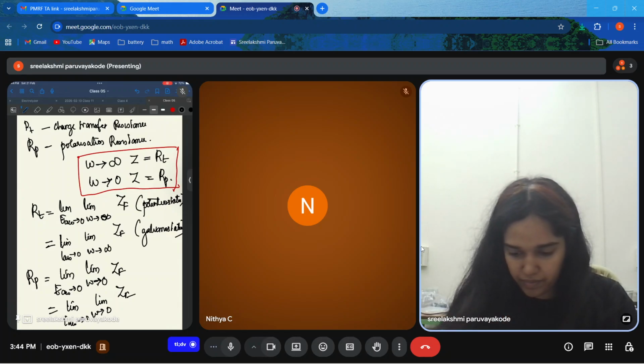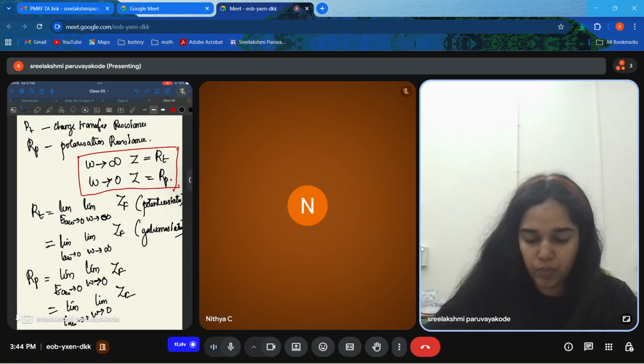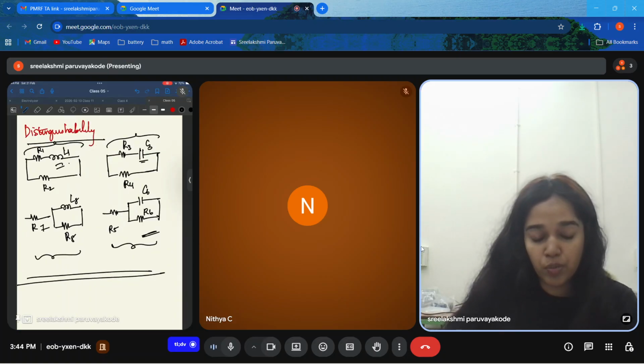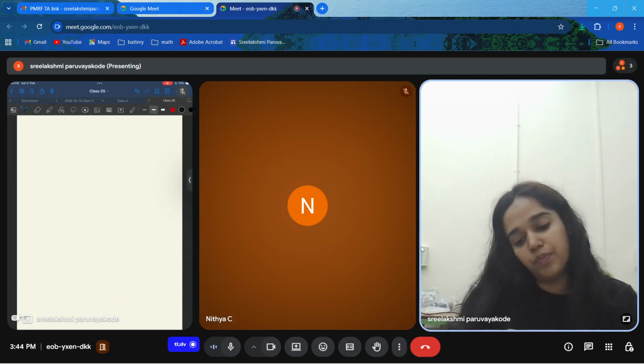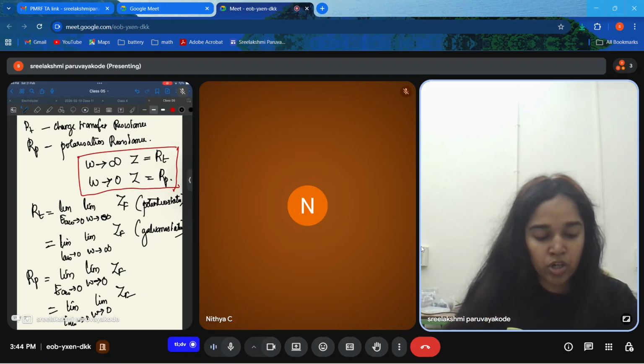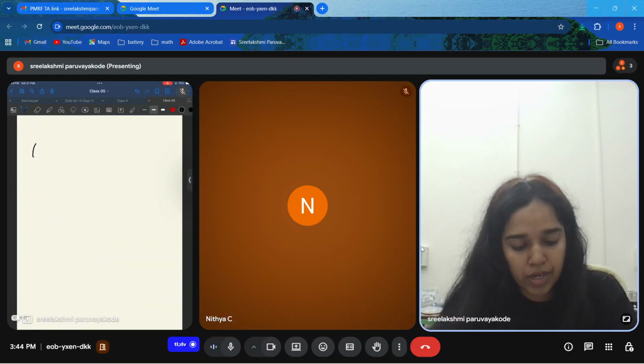Okay. Now, as I mentioned, distinguishability I'll explain when we are doing a problem. That becomes much easier. Or just to give a hint, I wanted to introduce the terms RT and RP. So, for a simple circuit like this, this is the high frequency regime, this is the low frequency. Sorry, just give me a moment.